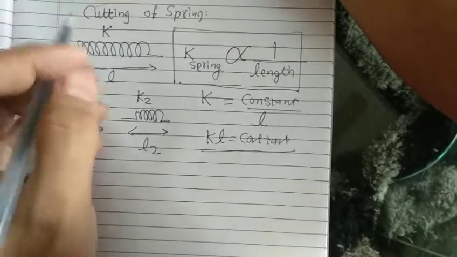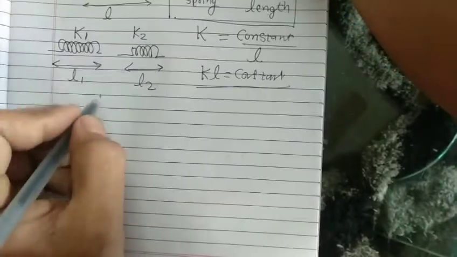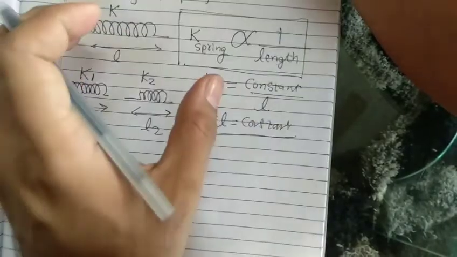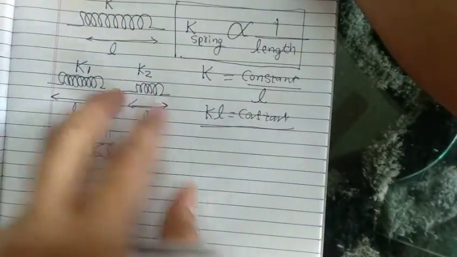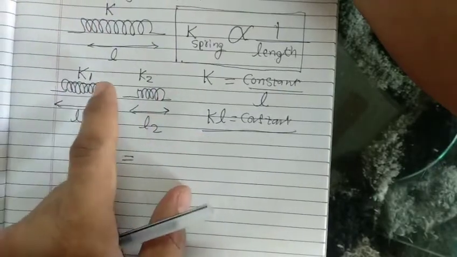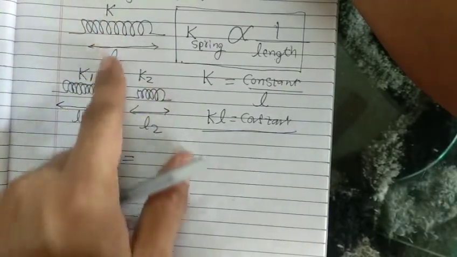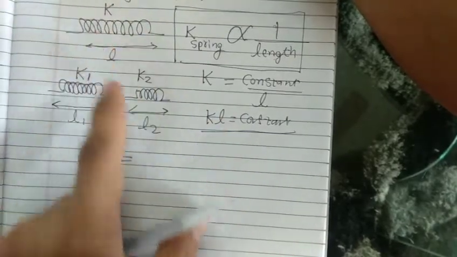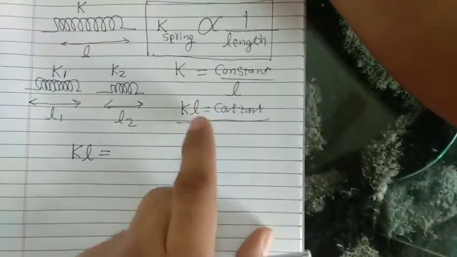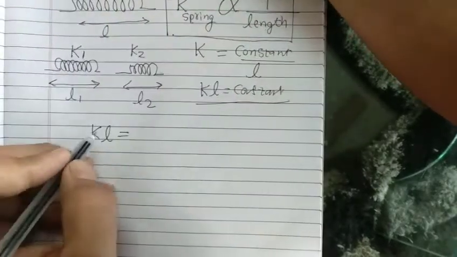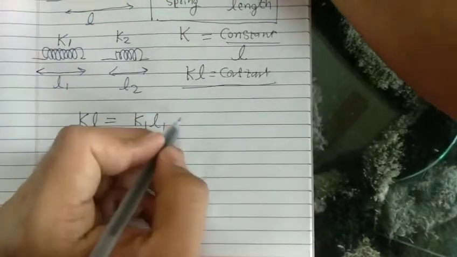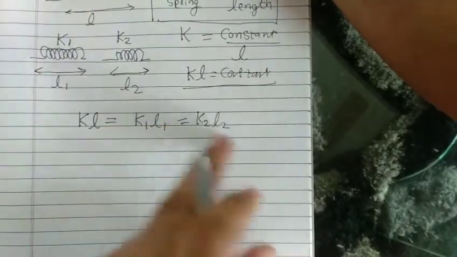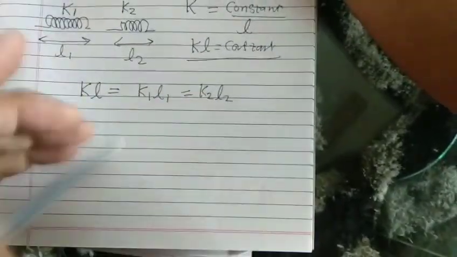So here what you can do is, for the original spring, you take the KL product. For a particular spring, the KL product is always constant. When you cut the spring into 2 parts, the material is the same. The 2 parts are made up of the same material as the original spring. So for all these 3 springs, the original and the 2 parts, we can apply the formula that KL is constant. So K into L for the original spring is equal to K1 into L1. It is also equal to K2 into L2. All these 3 are constant, so we can take them equal.